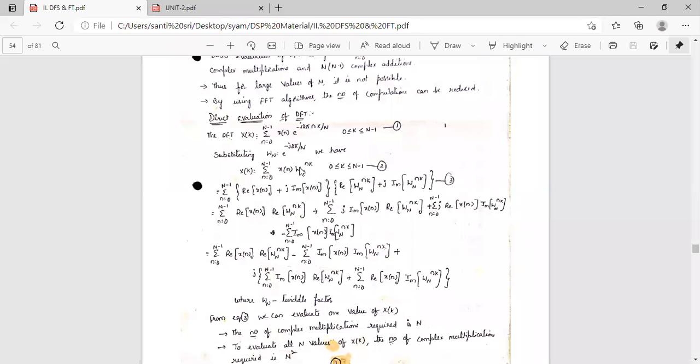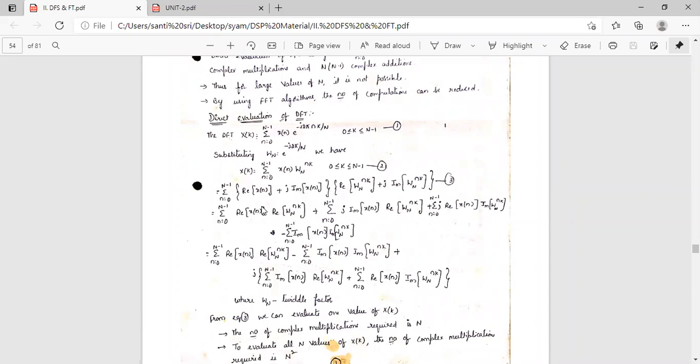Now we will write this x of n and W N power nk as a sum of real and imaginary terms. Sigma n equals 0 to N minus 1 of real part of x of n plus j into imaginary part of x of n, into real part of W N power nk plus j into imaginary part of W N power nk. Multiply these two braces. This is considered as equation number 3.